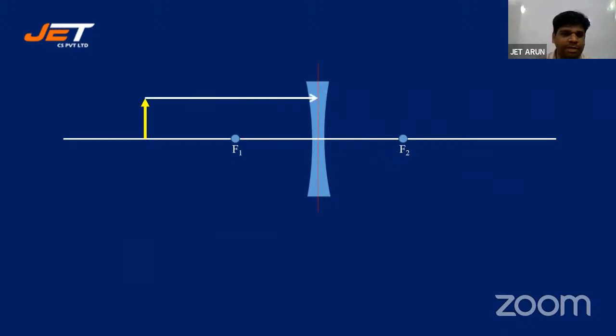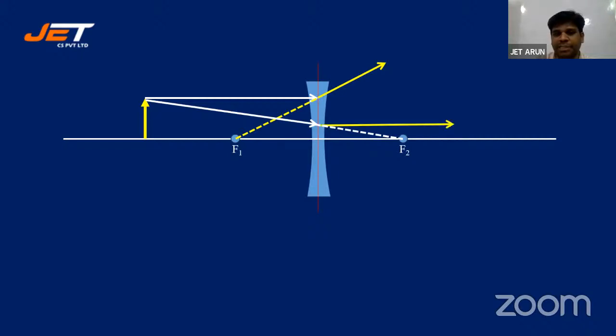I've got a ray parallel to the principal axis. It deviates, refracts, and appears to pass through F1. A ray aimed at F2 will refract and turn parallel to the principal axis.